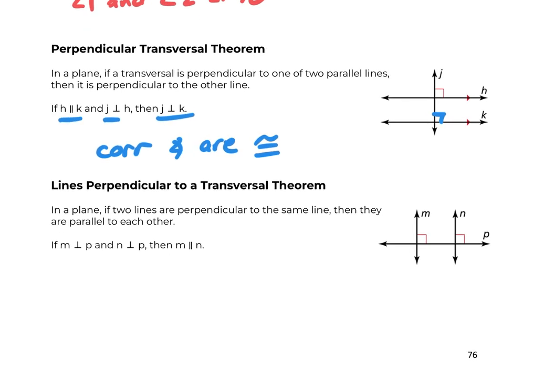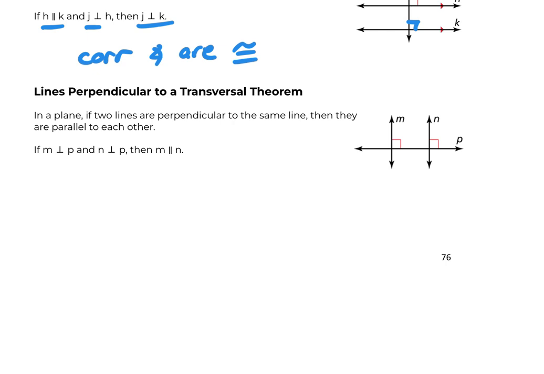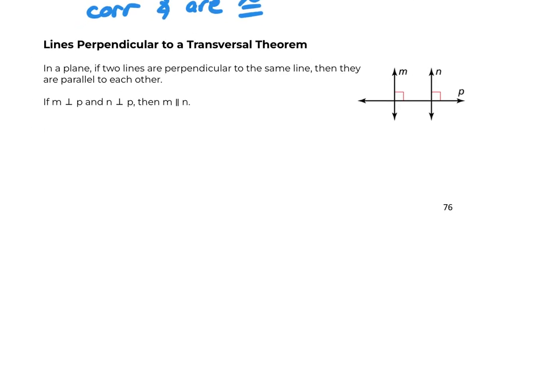Okay, the last theorem here is the lines perpendicular to a transversal theorem. If M is perpendicular to P and N is perpendicular to P, so this one now is kind of the opposite of what we just talked about. What do you think we can conclude about M and N?